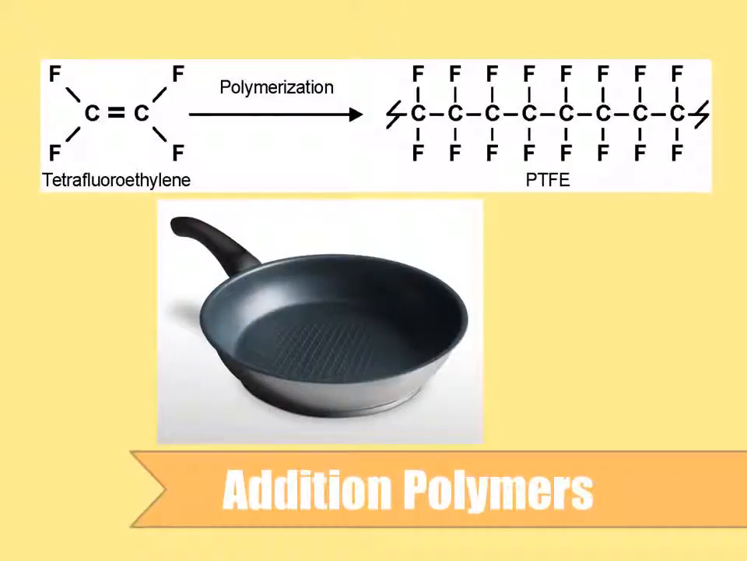Tetrafluoroethene's double bonds between the carbons are electron-rich, meaning that their bonds break easier than single bonds. Once one of the double bonds breaks, the lone electron from one of the carbons covalently bonds with another tetrafluoroethene's lone carbon electron.